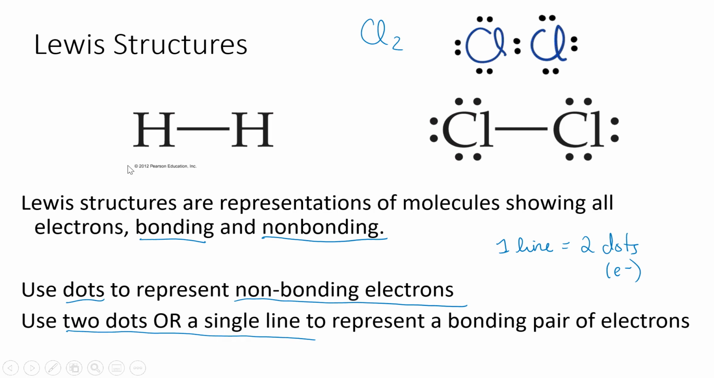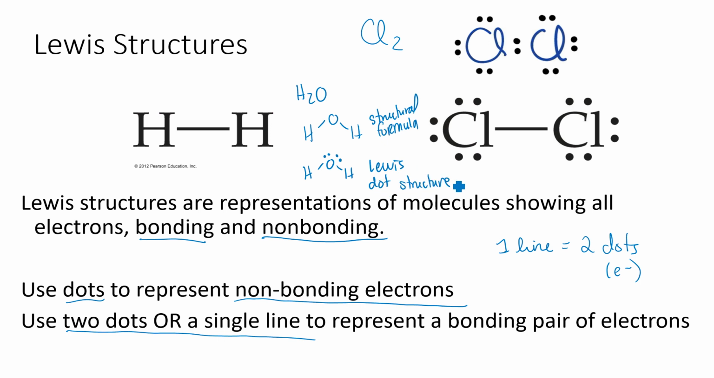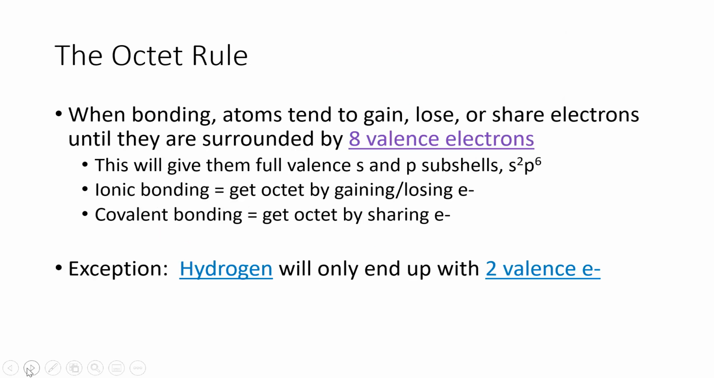I guess let me give you another quick example too. With water, right? You may have seen H2O drawn like this, right? This example is not a Lewis dot structure. This is something that's called a structural formula. So a structural formula just shows the bonds. A Lewis dot structure would show both the bonded and the non-bonded pairs. So just want to show you a quick comparison there. So we're going to be focusing on drawing Lewis dot structures. They show both the bonded and non-bonded pairs.